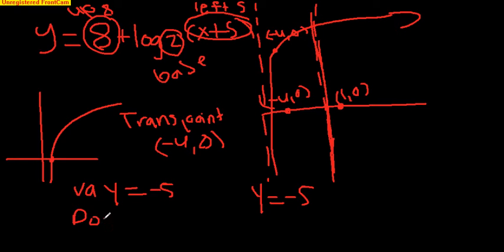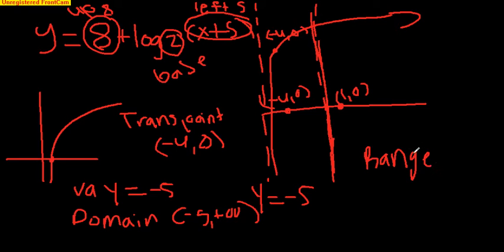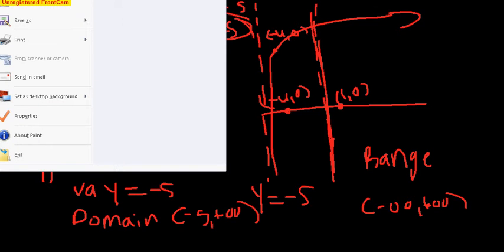Our domain, we see that it doesn't go left anymore. It goes from negative 5, all the way over to positive infinity. And for our range, for logarithmic equations, the range will always be negative infinity to positive infinity. It will always be that. Okay, so that's our first equation.